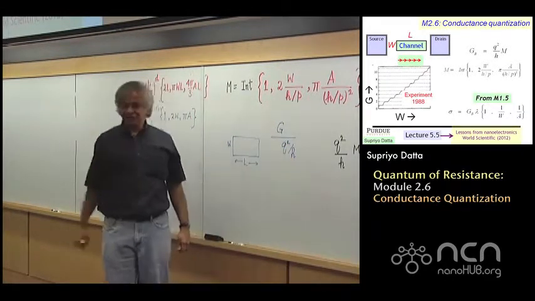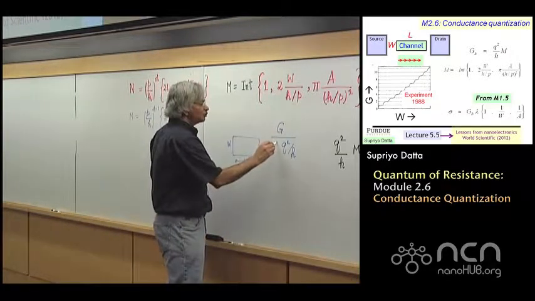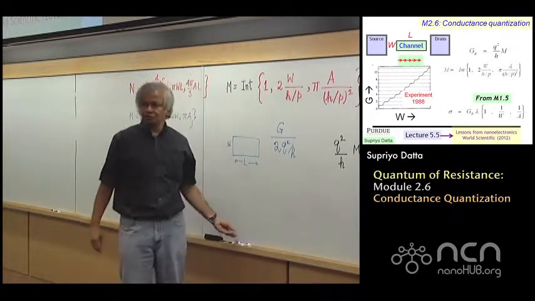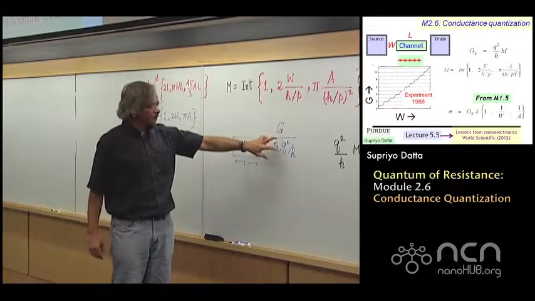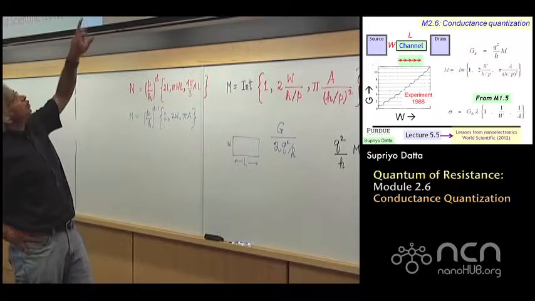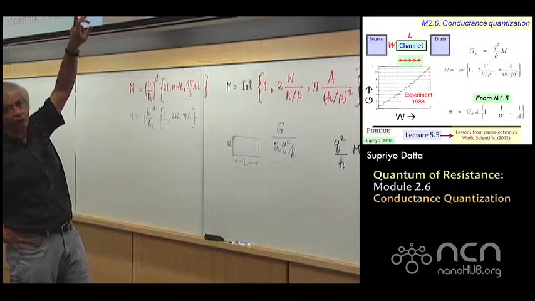Actually, what's plotted is not conductance over q squared over h, but divided by 2q squared over h. And this 2 has to do with the 2 spins, which I'll come to in a minute. But conductance is plotted, this normalized conductance, and what you see is it goes in steps. That is, it goes from 1 to 2 to 3 to 4, etc.